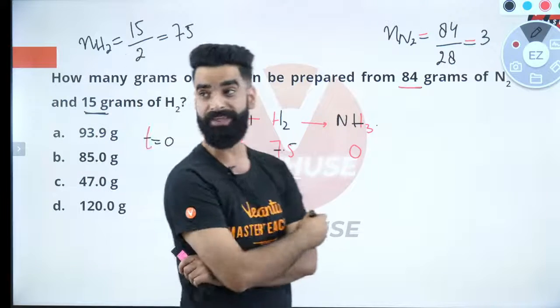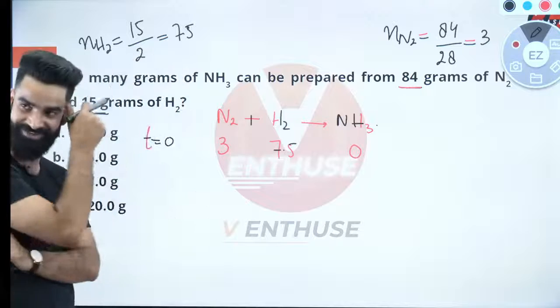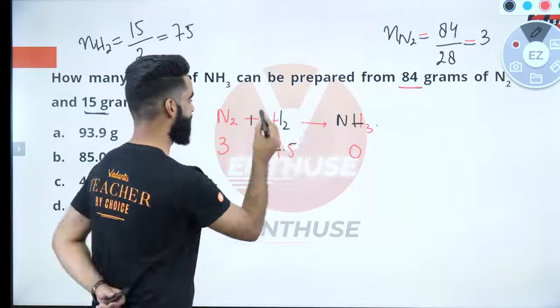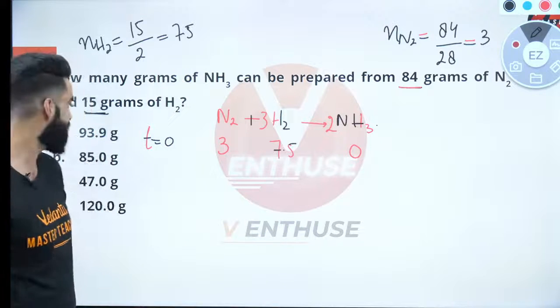I forgot to do one thing over here. Can you tell me what is that? I forgot to balance the reaction, right? So let's try to balance the reaction. This is 3 times, this should be 2 times. Now the reaction is balanced.